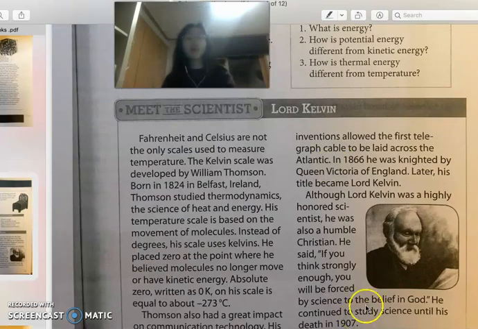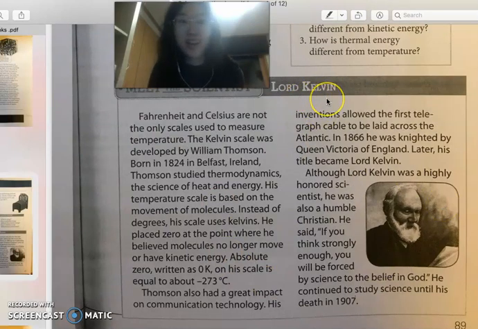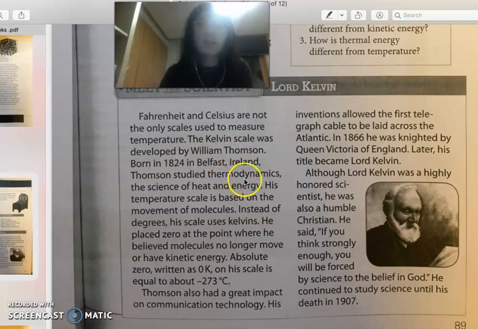All right, so a little more information about Kelvin. That is another type of way to measure temperature. Let's read about Lord Kelvin. Fahrenheit and Celsius are not the only scales used to measure temperature. The Kelvin scale was developed by William Thomson. Born in 1824 in Belfast, Ireland, Thomson studied thermodynamics, the science of heat and energy.